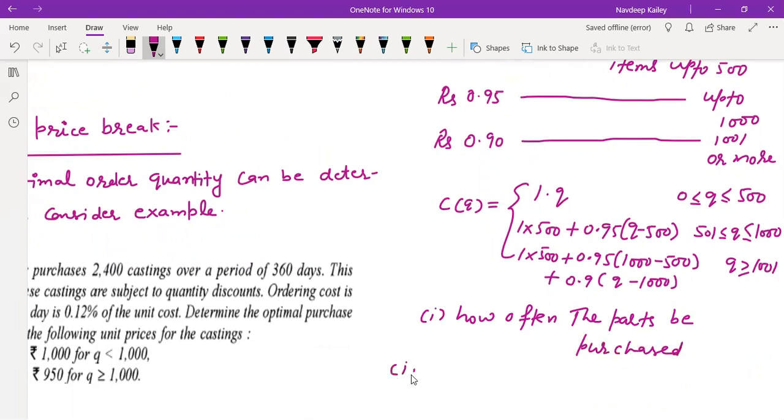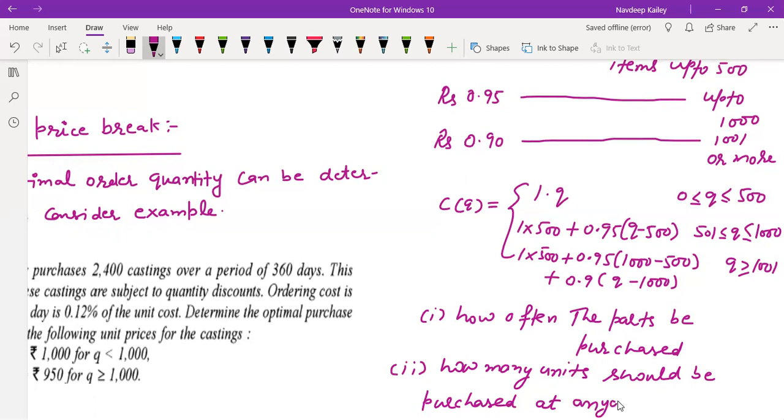Number two, how many units should be purchased at any one time. Now the problem is to determine, number one, how often the parts should be purchased, and number two, how many units should be purchased at any one time.